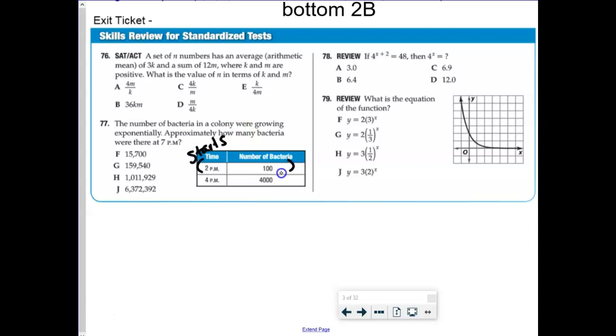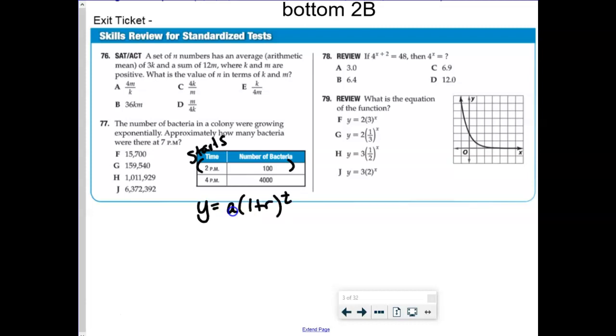So this is my initial value of 100 bacteria. And then 2 hours later, we have a count of 4,000 bacteria. So I don't know if you guys put 2 and 2 together yet, but this bacteria is growing at a very fast rate. So let's figure out how much it grows every hour. So we're going to start by using our simple growth and decay formula, this guy.